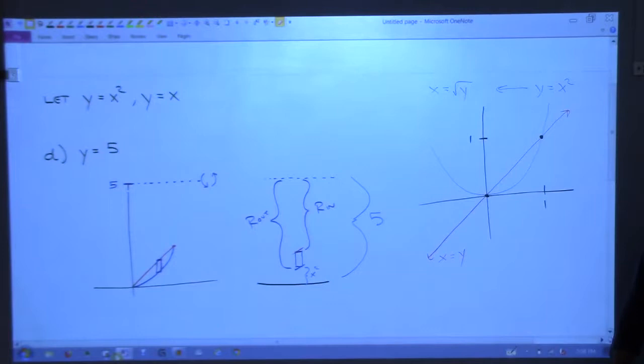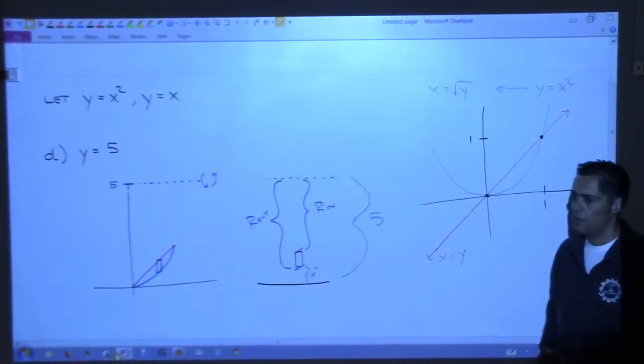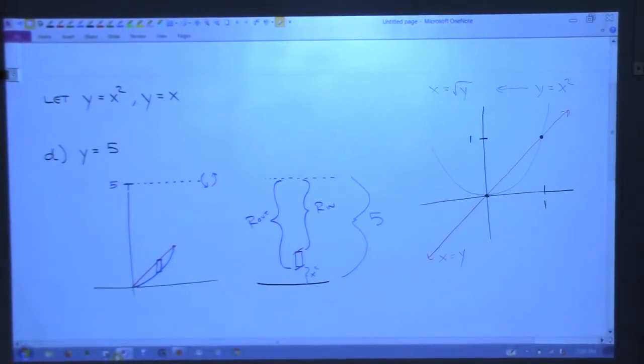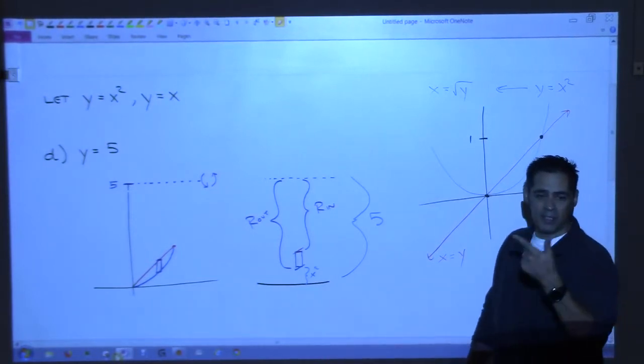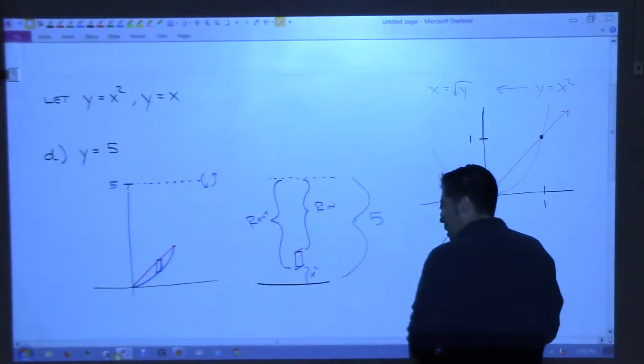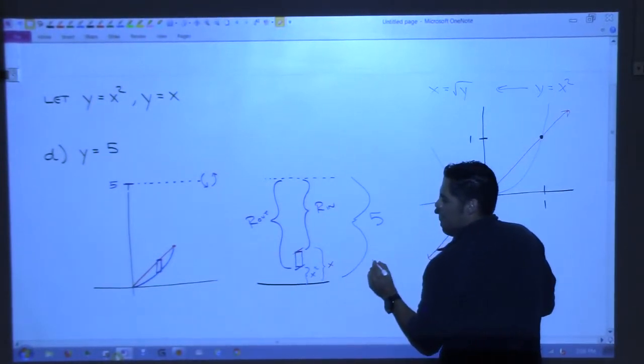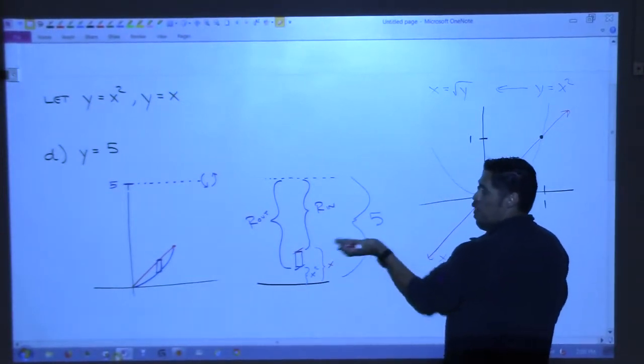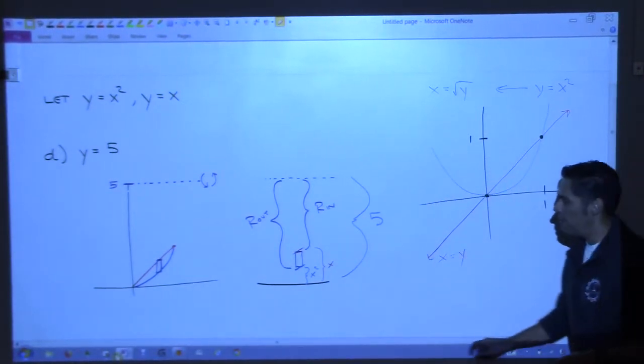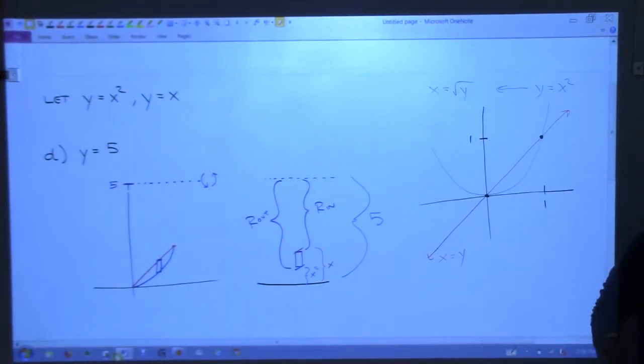This is important because this is what I want on the test. I need you to be able to see this part, because that's all I want you to do is set up the integral. I don't need you to compute it. What about the inside radius? 5 minus x this time, because this distance from here to here is x, right? And then the whole thing was 5, so you take 5 and take away x, and you've got 5 minus x, right?